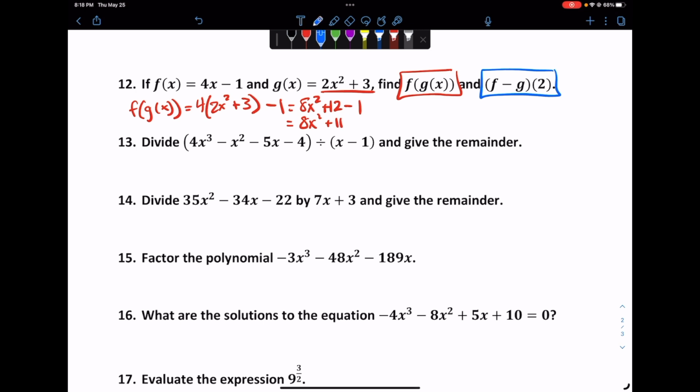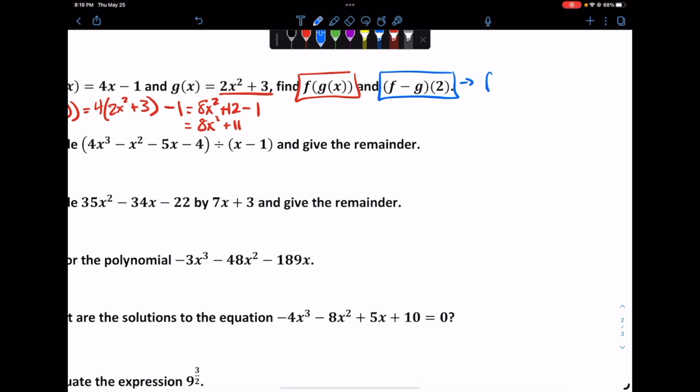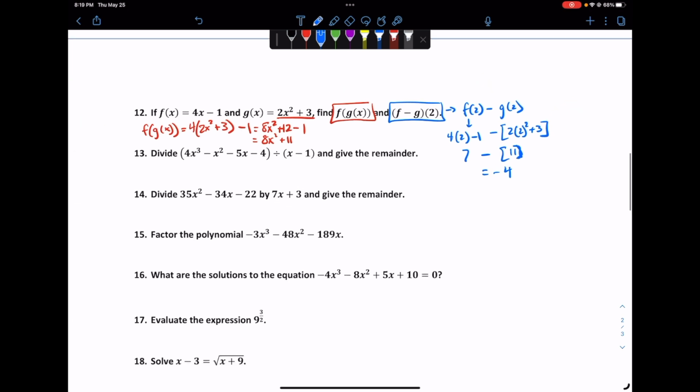And then f minus g of 2. A bunch of different ways you could do that. We could do f of 2 minus g of 2. I think I might just do that. So f of 2 is going to be 4 times 2 minus 1, minus g of 2, which is going to be, put this in brackets, 2 times 2 squared plus 3. So that's 8 minus 1, which is 7, minus 2 squared is 4 times 2 is 8, and then plus 3 is 11. So we got 7 minus 11, which is going to be negative 4. All right.